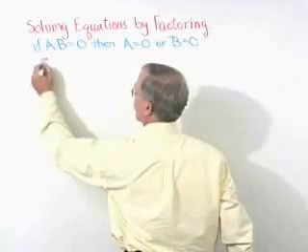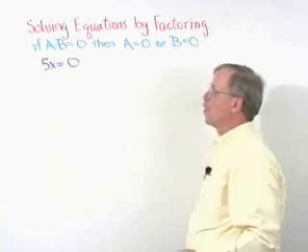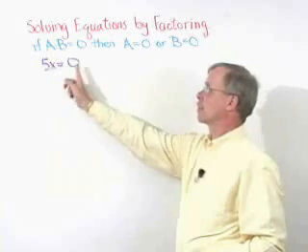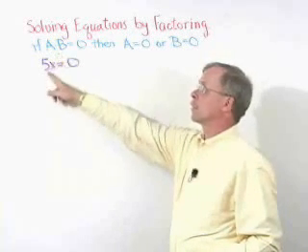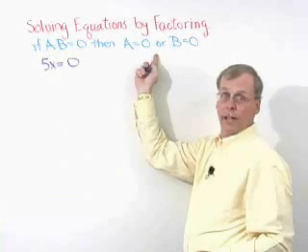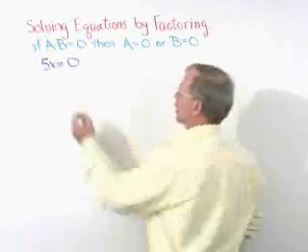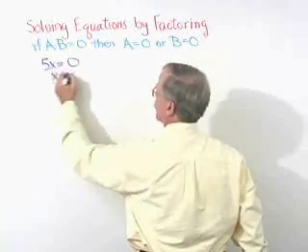We have 5x equals 0. Well, that's 5 times x equals 0. So we have two things multiplied together. It says one of them must be 0. That's what the zero factor property promises. Well, 5 isn't 0, but that means that x is 0.